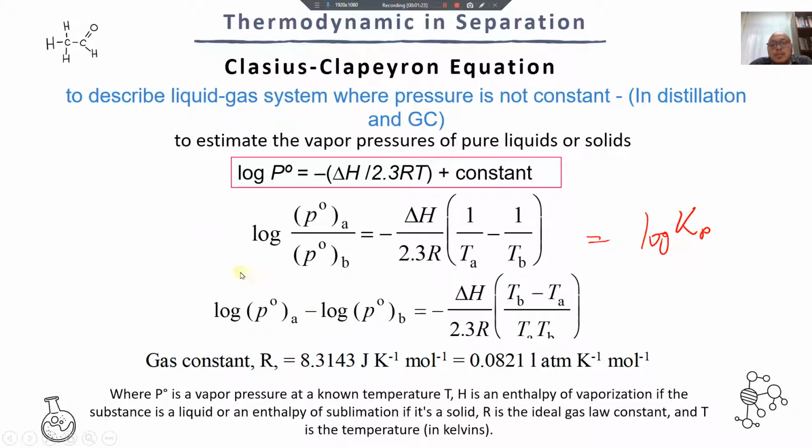In this question, P is the vapor pressure at a known temperature, H is the enthalpy of evaporation if the substance is liquid, or enthalpy of sublimation if it's solid, R is the ideal gas law constant, and T is the temperature in Kelvin. You need to cancel out the units, so you can calculate them. I'm not really sure if it's involved in the calculation later on, in the test or the final, but you need to understand. Usually we'll give you the right information, you just need to substitute it into the equation.